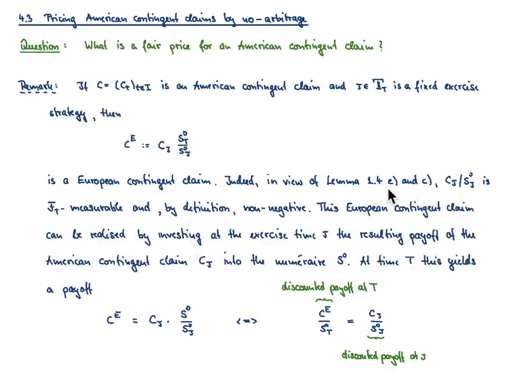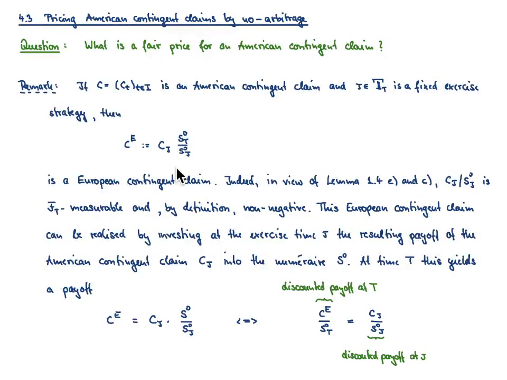By Lemma 1.4e, we know that the ratio C_tau divided by S^0_tau is F_tau measurable. Moreover, we know by Lemma 1.4c, since tau is bounded from above by capital T, that the tau-past sigma algebra is contained in the sigma algebra F_T. Hence, that ratio is an F_T measurable random variable, and multiplying it with an F_T measurable random variable S^0_T, remember this price process is an adapted process, gives rise to a non-negative F_T measurable random variable, hence a European contingent claim.